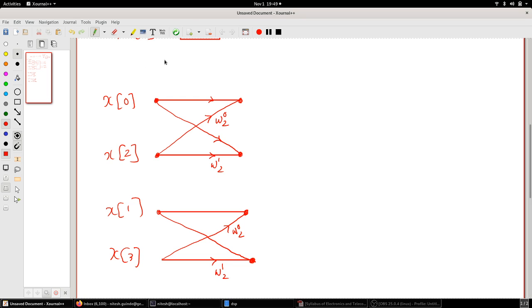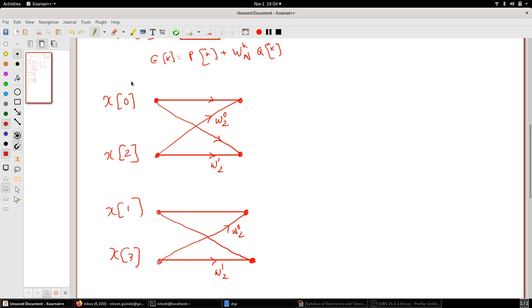The formula here is X of k equals G of k plus W_k of N into H of k. For this, let's say, we can write it as P of k and Q of k, so G of k is P of k plus W_k of N into Q of k. N is 2 in this case. It's a 2-point structure, so W0 of 2, W1 of 2. So this is the first structure that you get.